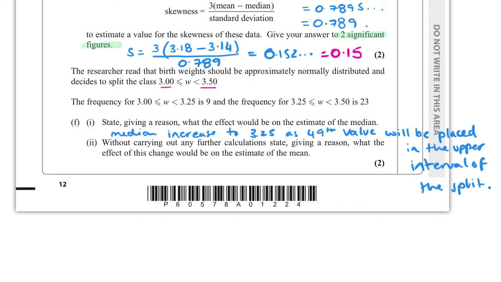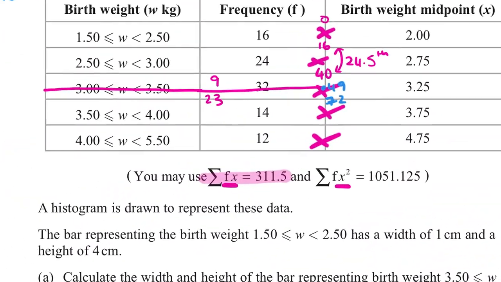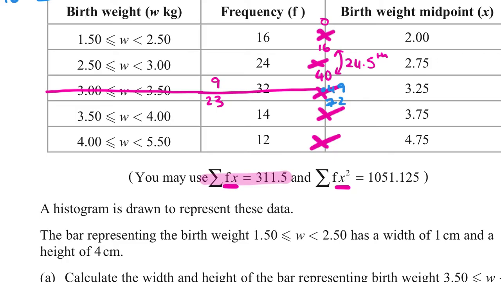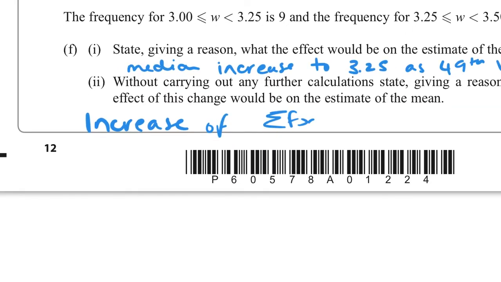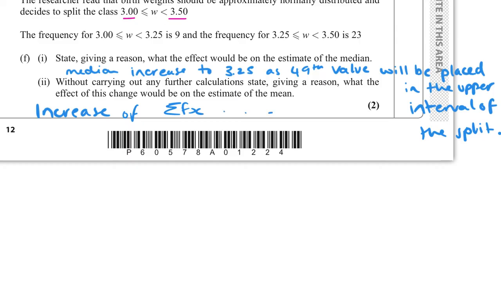And then it says, without carrying out any further calculations, state, giving a reason, what effect this change would have on the estimate for the mean. Do you think the mean's going to increase or decrease? Increase, absolutely, because there are going to be more values. There's 9 values multiplied by 3.125, the midpoint between 3 and 3.25, and between 3.25 and 3.5 the midpoint is 3.375, multiplied by 23. So our sum of f of x is going to be greater than it is now, and we're still dividing by 98, so the mean increases. Just find a way to say it nicely.